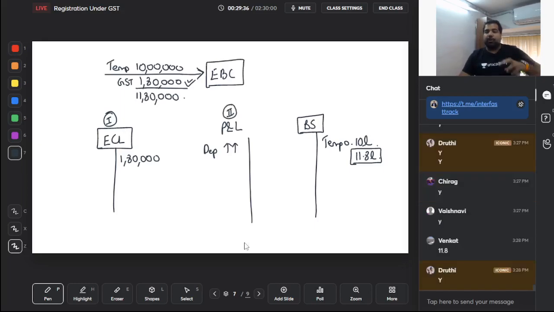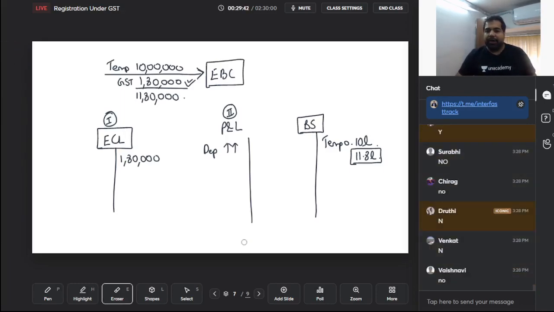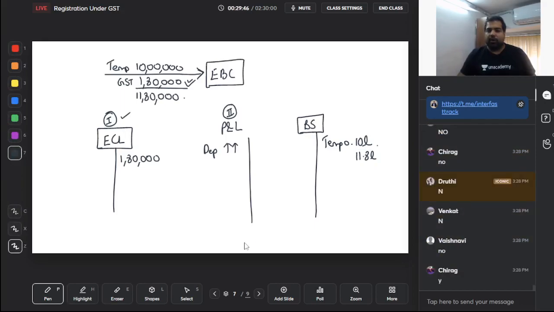Can you be at two places at the same time? No guys, you cannot be at two places. So have you already taken credit of 1,80,000? So have you already got one benefit? Then here you have to take it only at 10 lakh, not at 11,80,000.